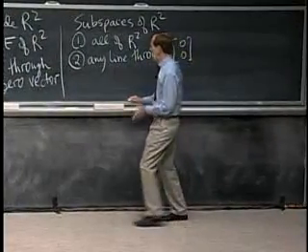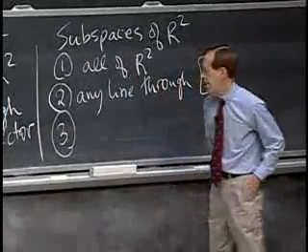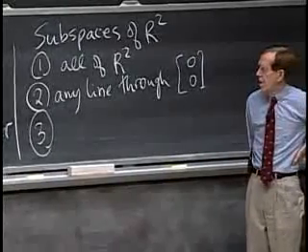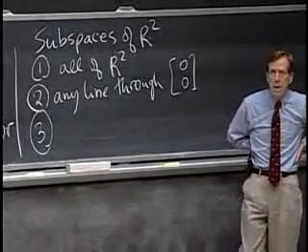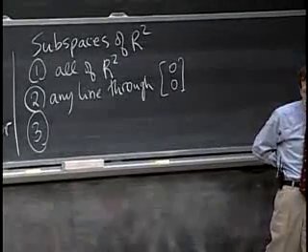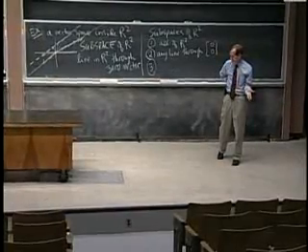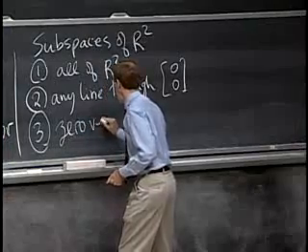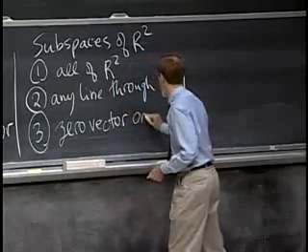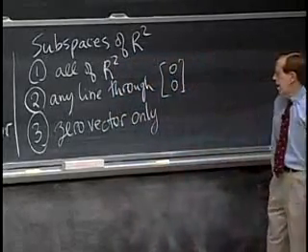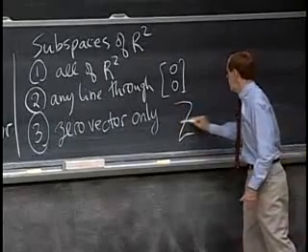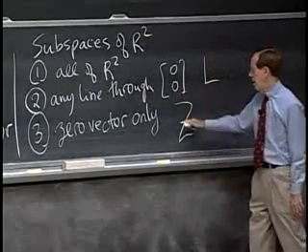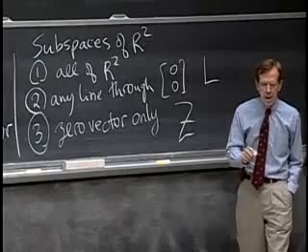Okay, and now there's a third possibility. There's a third subspace of R2 that's not the whole thing, and it's not a line. It's even less. It's just the 0 vector alone. The 0 vector alone, only. I'll often call this subspace Z, just for 0. Here's a line, L. Here's a plane, all of R2. So do you see that the 0 vector is okay?